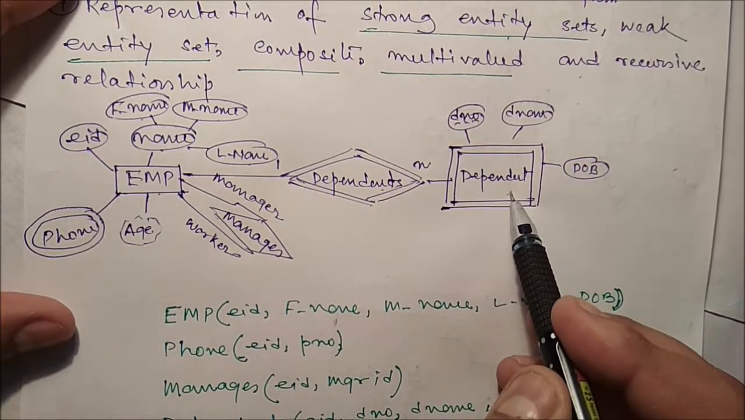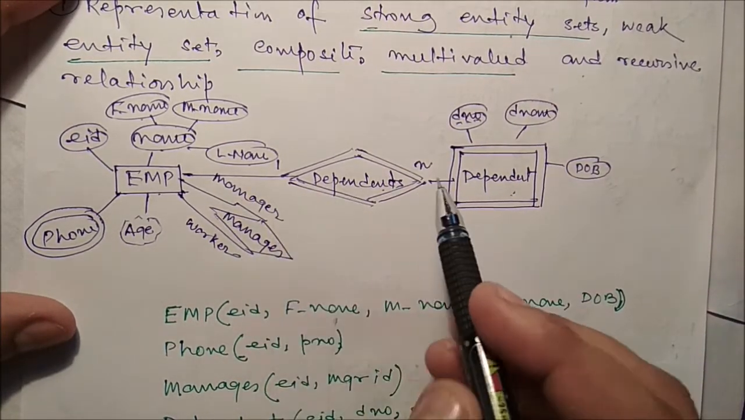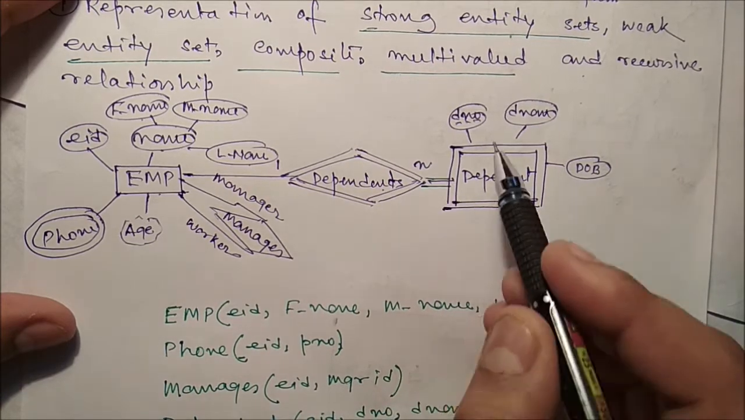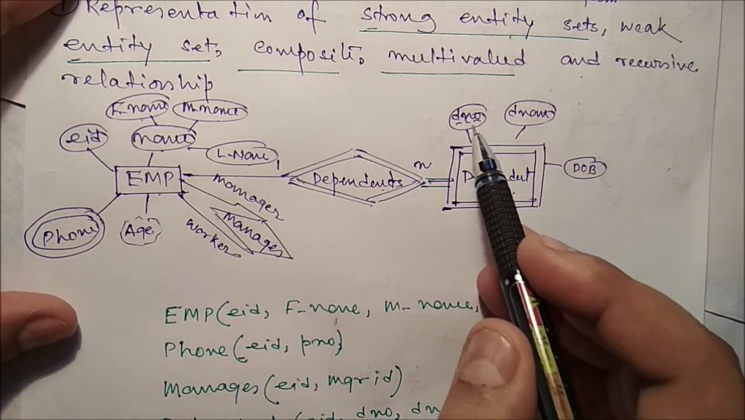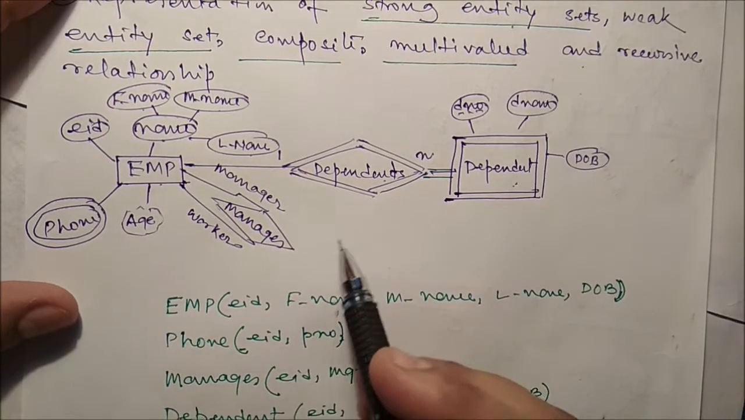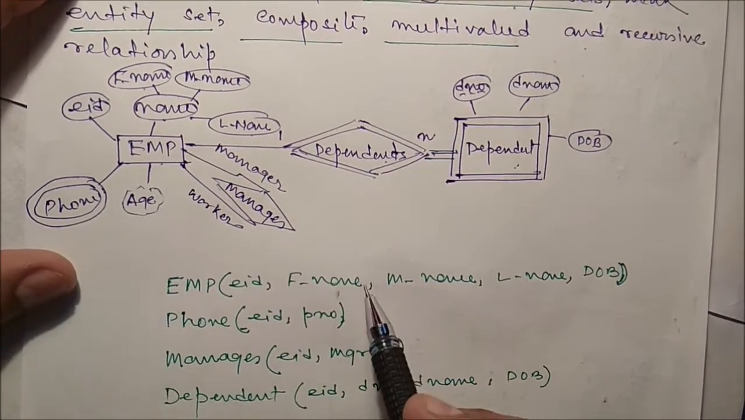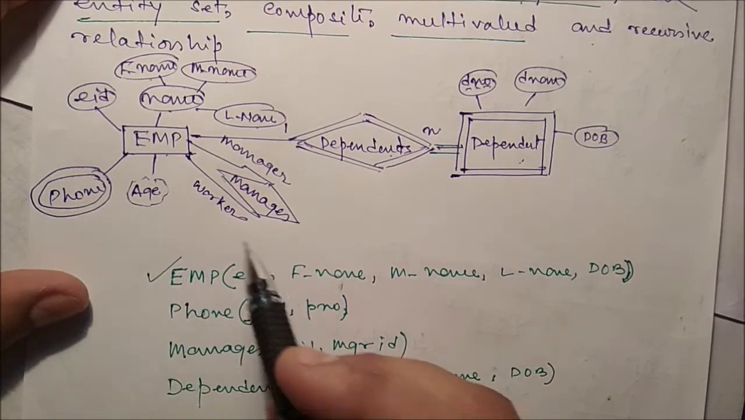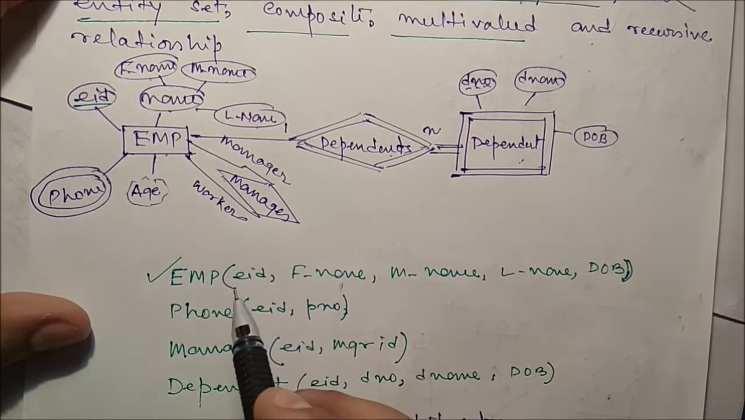Dependents, and dependent is what? It is a weak entity set, and the relationship is 1:n. Here it should be total. Dependent number is the partial key, along with dependent name and date of birth. Now here we need one entity table for the employee, where employee ID should be the primary key.